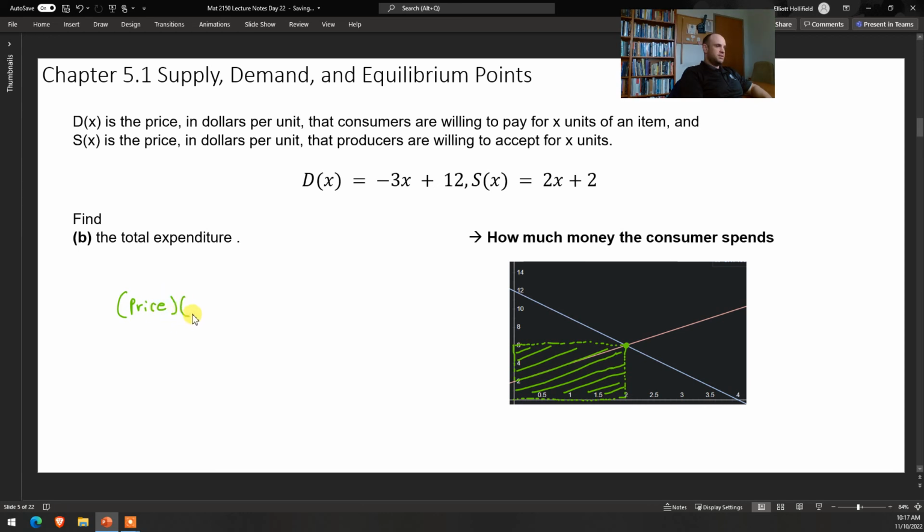Because price of an item times the number of units is the total cost. So keeping in mind that our equilibrium point was (2, 6), we know the price was 6, and the total number of units was 2, and hence we'll get a total cost of 12.